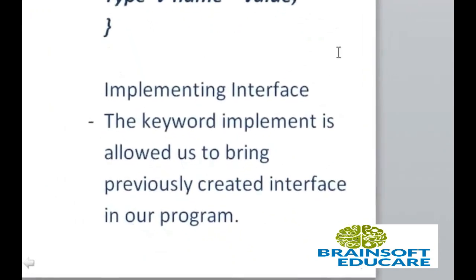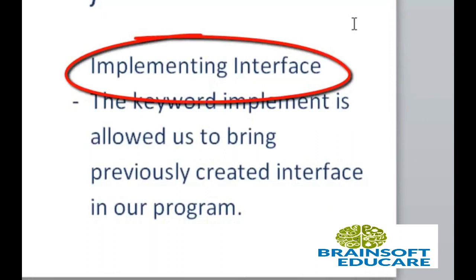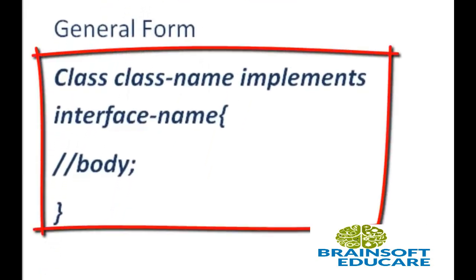Now, how to implement this interface? The keyword implements allows us to bring a previously created interface into our program. If we want to use the variables and methods in the interface, we should first implement it and then we can use it. The general form to implement an interface in our class is this. Class is the keyword, class name is the name of the class, implements is the keyword, and interface name is the already created interface in our system.